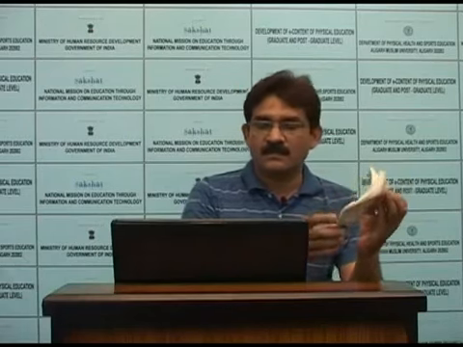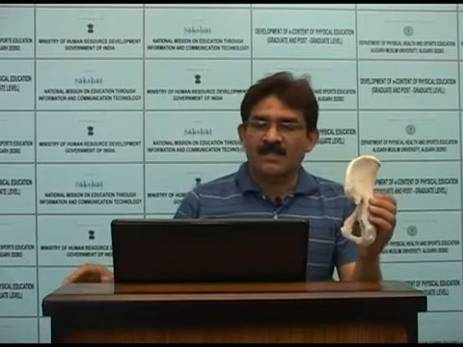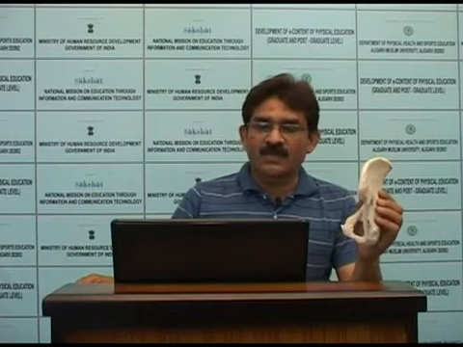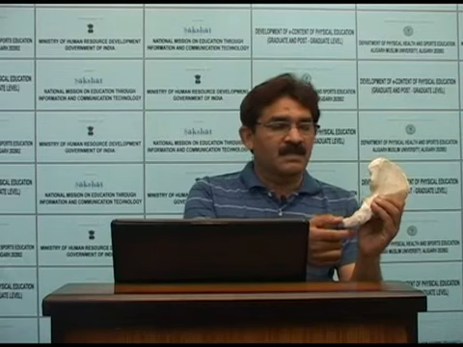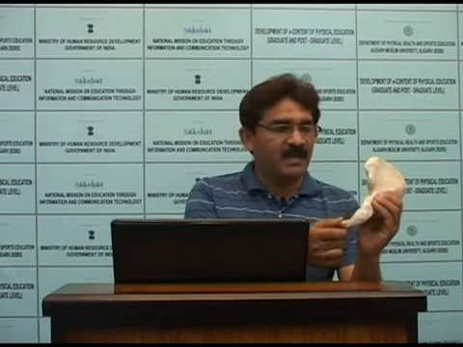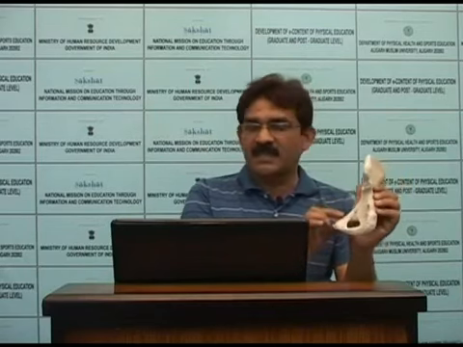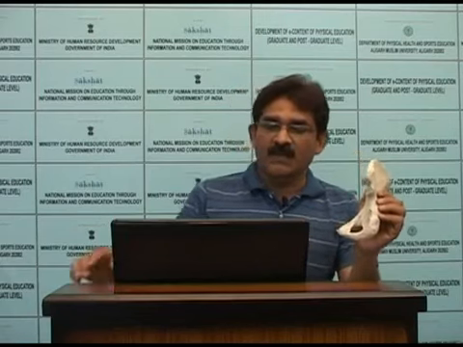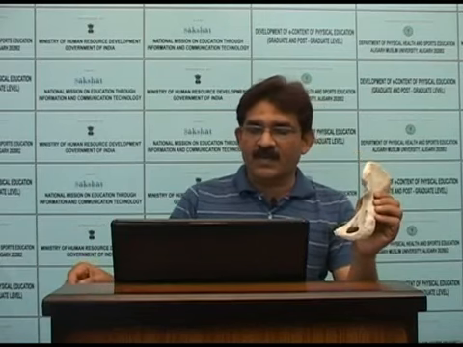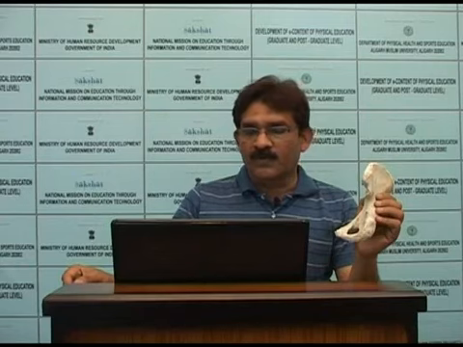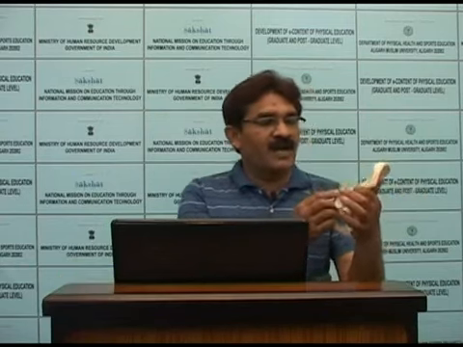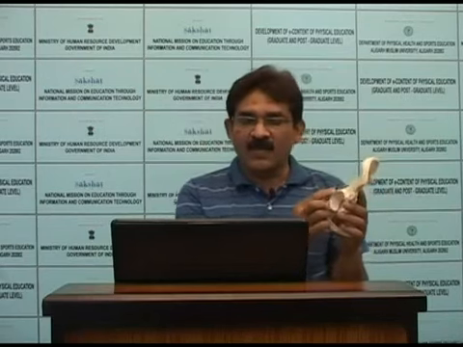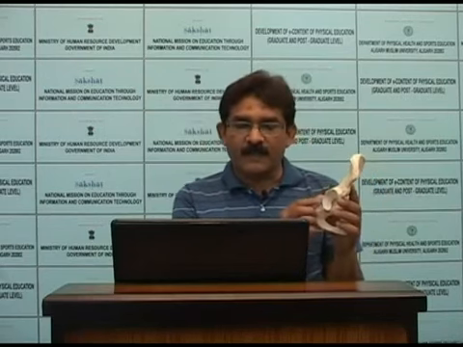This is the hip bone. It consists of three fused bones: ilium, ischium and pubis. This is the pubic rami, ilium, ischium and this is the pubis. The body of the ilium forms the superior two-fifths of the acetabulum.